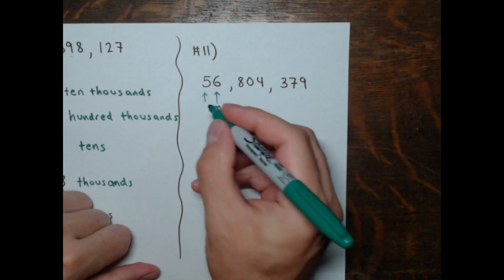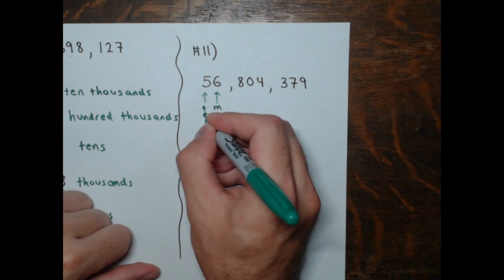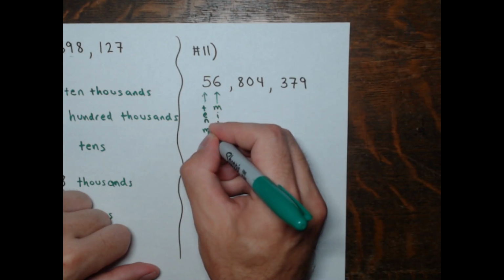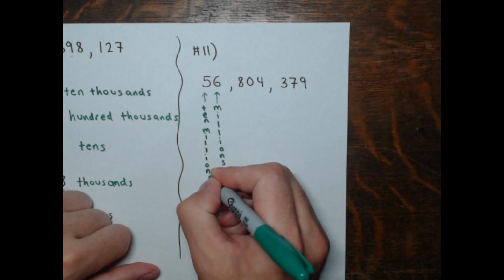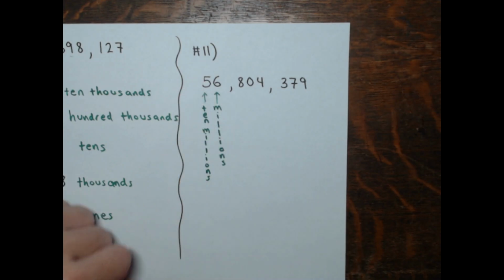Okay, so 5 is in the 10 millions place. And then after that would be the 100 millions, right? And then billions and 10 billions and 100 billions. And then you're in the trillions period, the quadrillions period, and so on.